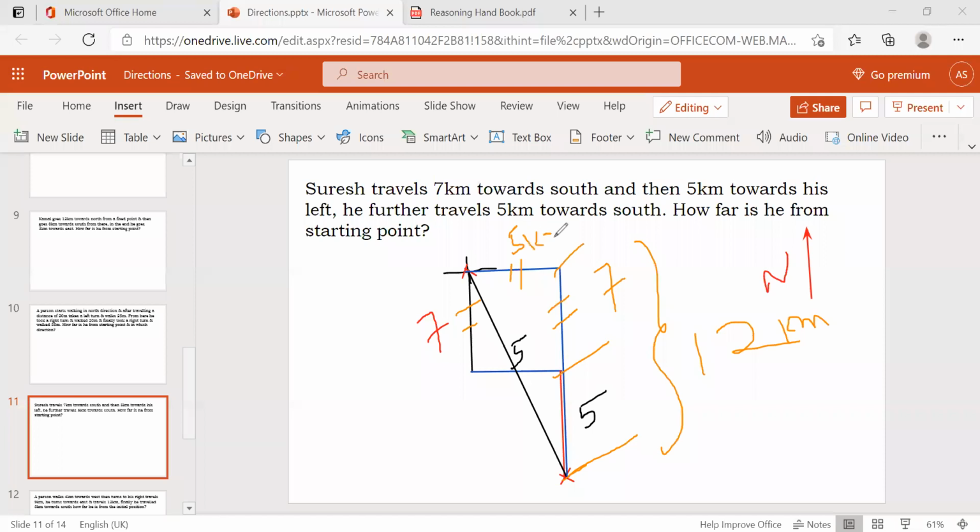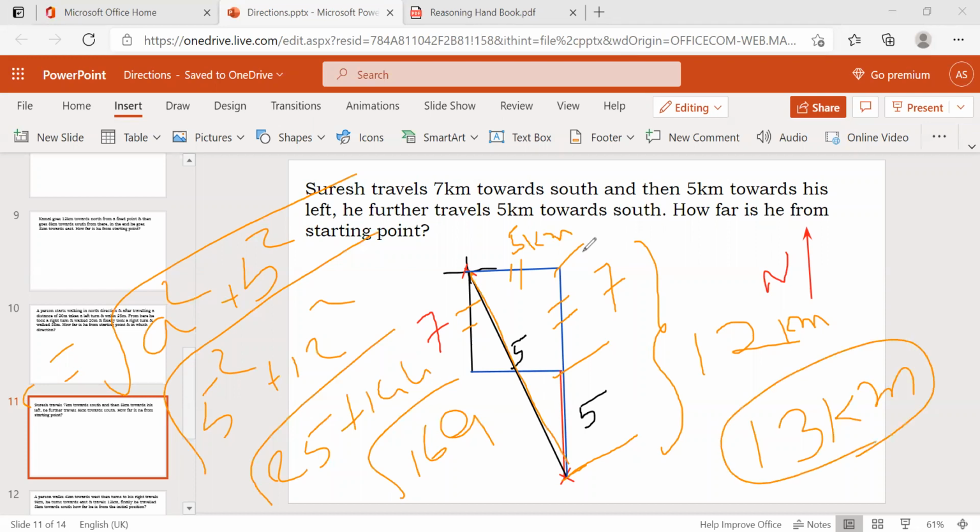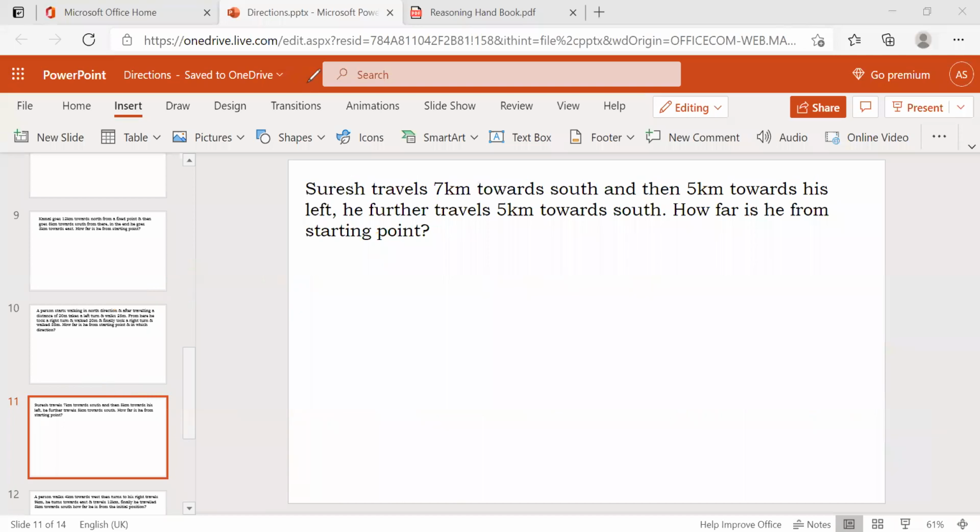This is 5 kilometers. Now we know the Pythagoras theorem: root of a square plus b square equals c. So we want c. This one is c. a is 5 square plus b is 12 square. So root of 25 plus 144, so root 169. Root 169 is nothing but 13 kilometers. Is it okay now? Okay. Now, come to the next one.